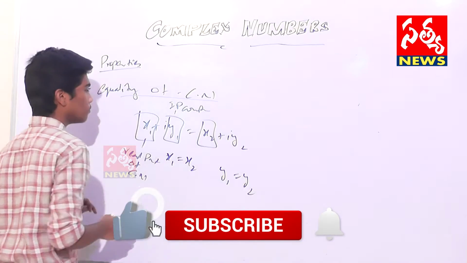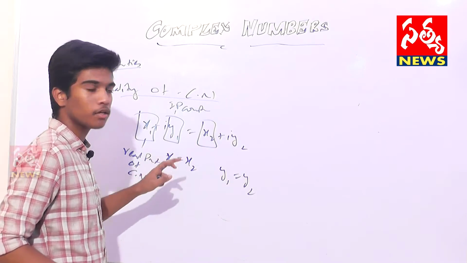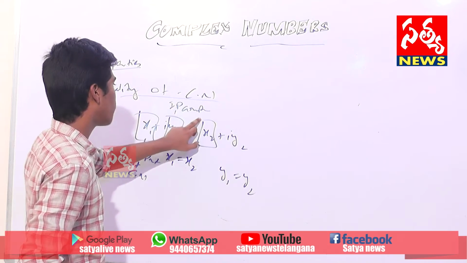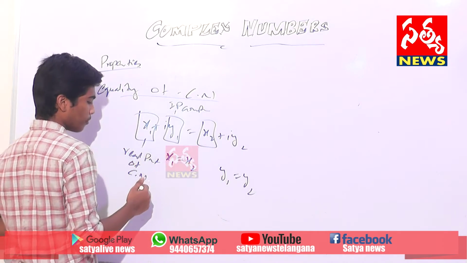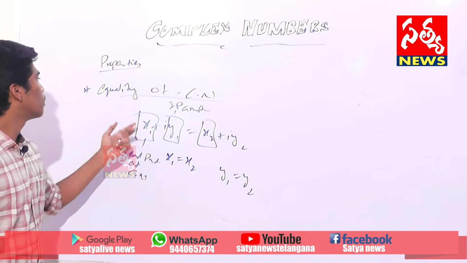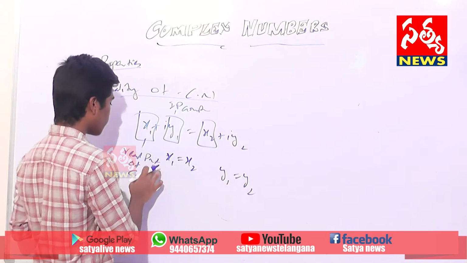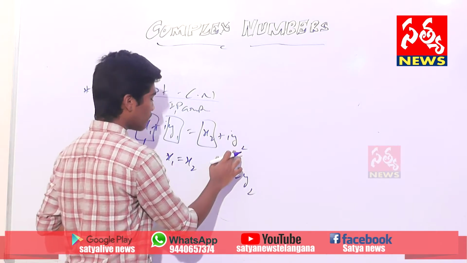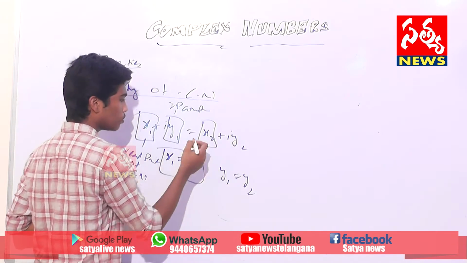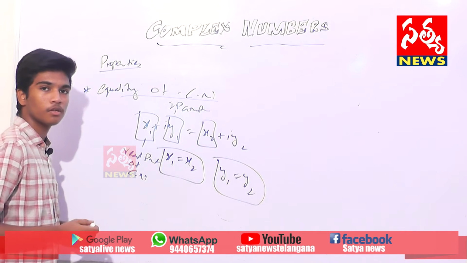As y1 is beside i in a complex number, right? So this is the imaginary part of the complex number and x1 is the real part of the complex number. Whenever we equate two complex numbers, we have to equate real part to real part and imaginary part to imaginary part. See, x1 to x2, y1 to y2. Okay, got it?